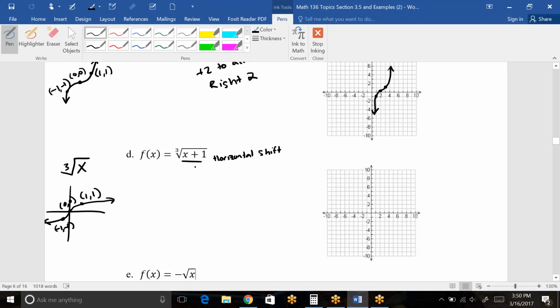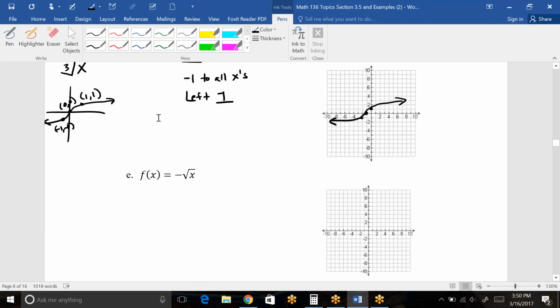So then this is saying plus 1 to x, which means we actually need to subtract 1 from all x's, because you always do the opposite of what you see inside. So that means we're moving to the left. So negative 1, left 1. 0, 0, left 1. 1, 1, left 1. And then there's the same general shape.